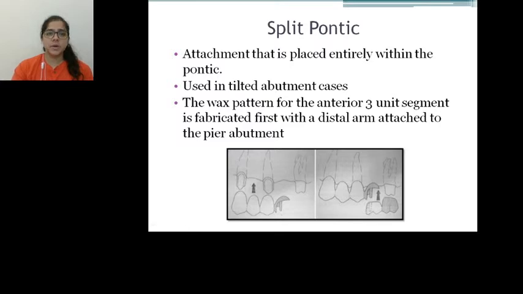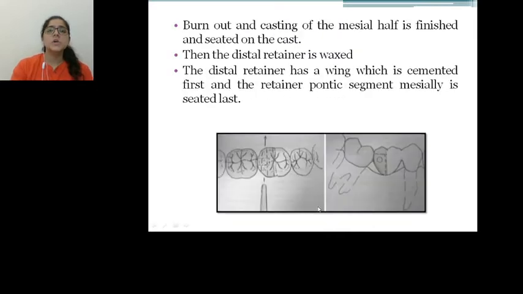The next is a split pontic. Here the attachment is placed entirely within the pontic, and it is used in cases of tilted abutments. The wax pattern is formed for the anterior 3 unit, and then the distal arm is attached to the pier abutment. As we can see here, this is the mesial side or the first 3 unit of the prosthesis. It is formed first and then the distal side is fabricated. First the burnout and the casting of the mesial half is finished and it is seated on the cast, and then the distal side is waxed. If the distal retainer has a wing, it is cemented first and then the retainer pontic segment mesially is seated.